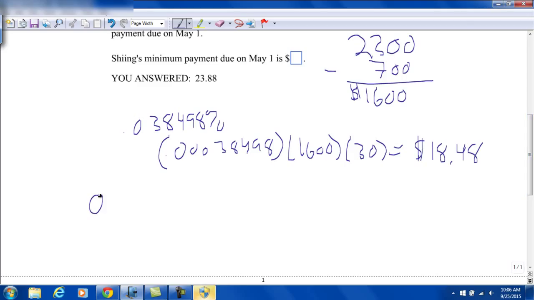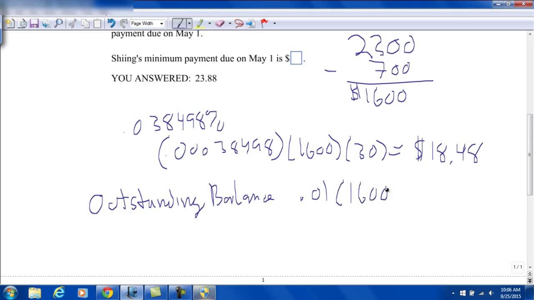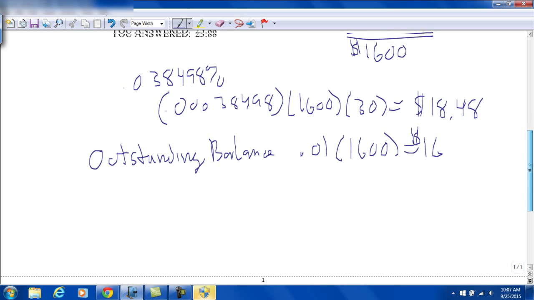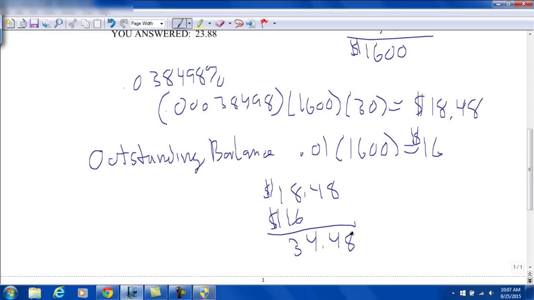So the outstanding balance part, we have 0.01 or 1%, so 0.01 times 1,600 is $16. So we take that $18.48, add it to $16, and we get $34.48. Now, it doesn't say that it rounds, it says rounds up.